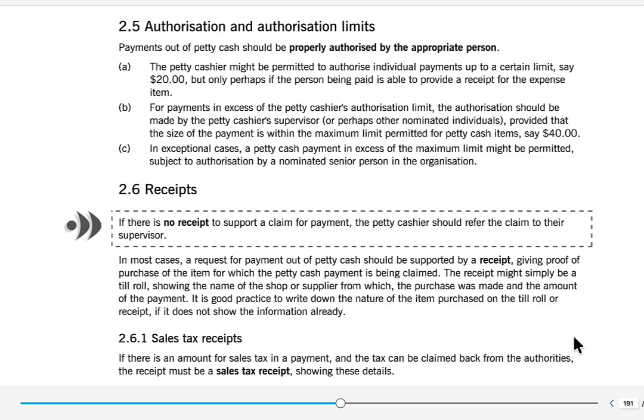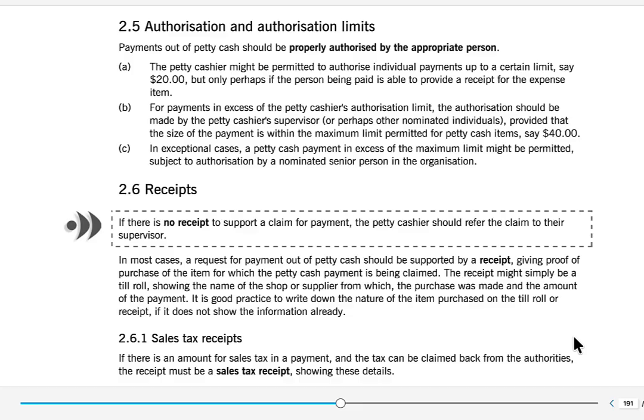What happens in exceptional cases? Sometimes a payment is urgent and unusual. This is called an exceptional case. For example, an emergency repair is needed. A special urgent delivery cost appears. Something essential is needed immediately. In these situations, petty cash may still be paid, but only if a senior person approves it. So the key idea is, the bigger and more unusual the payment is, the higher the approval must be.